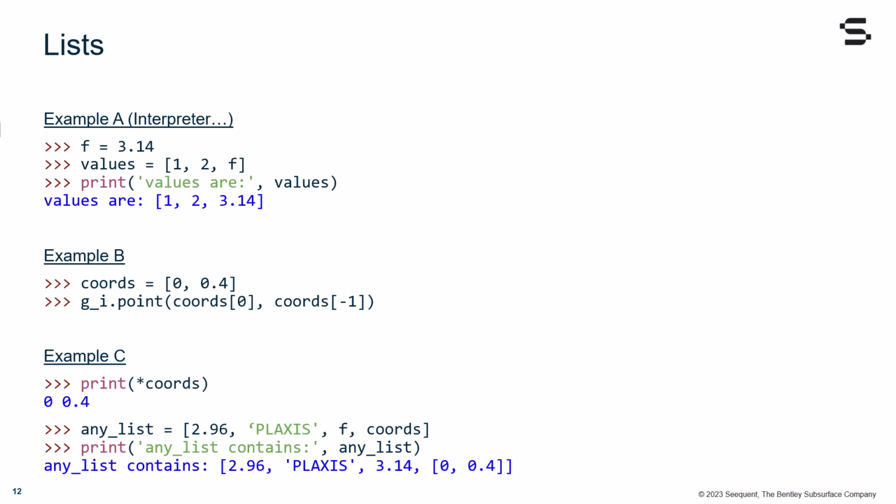In example B, we create a new list called coords, which contains two numbers. This list can be used in PLAXIS to create the simplest geometric entity, a point. See here that I'm using the index of the list to pass the parameter of the first coordinate and the second coordinate to the point command. In example C, we see a case in which Python allows us to unwrap the contents of the whole list one after the other. For this, you can use the asterisk as indicated in this slide. A list can contain any other Python type, even another list as shown in the last example at the bottom of this slide.